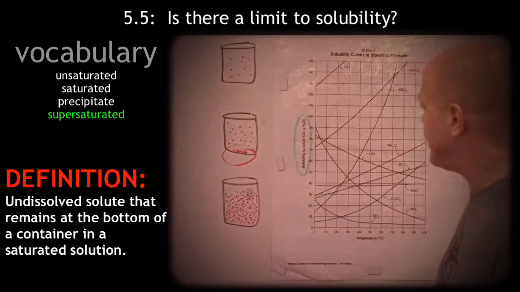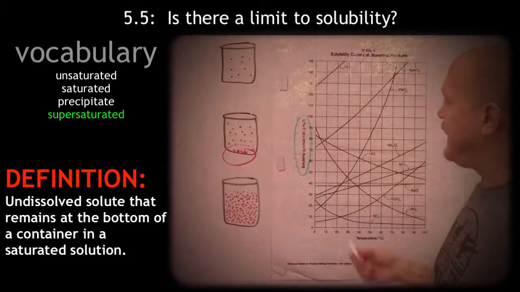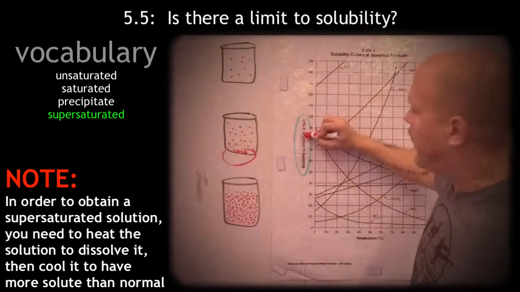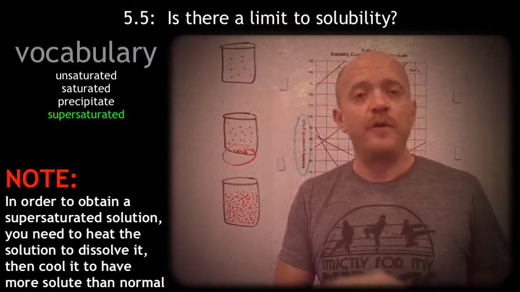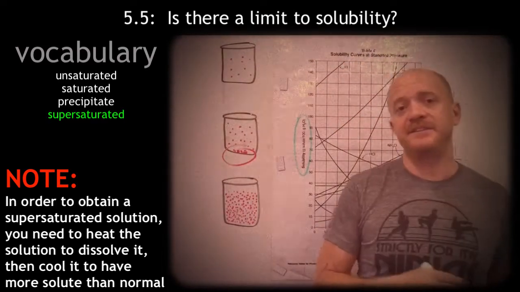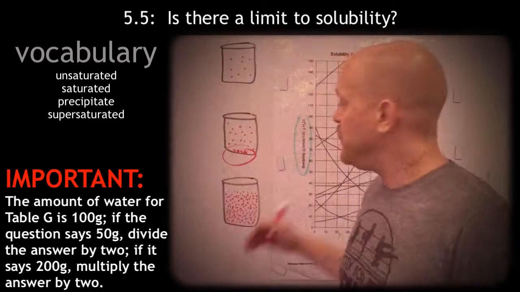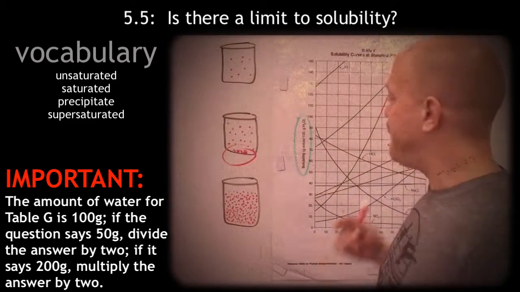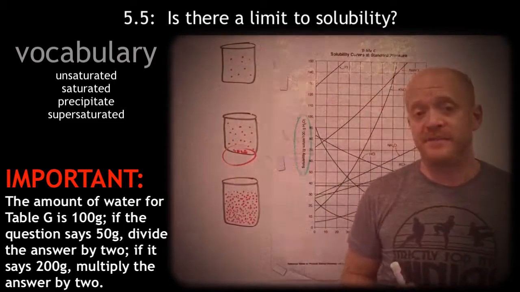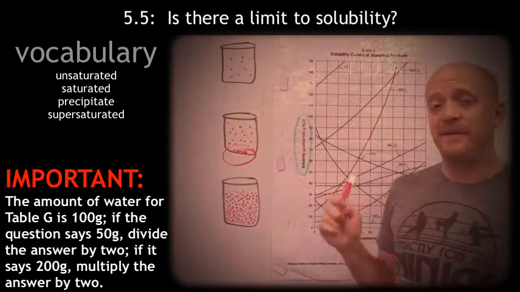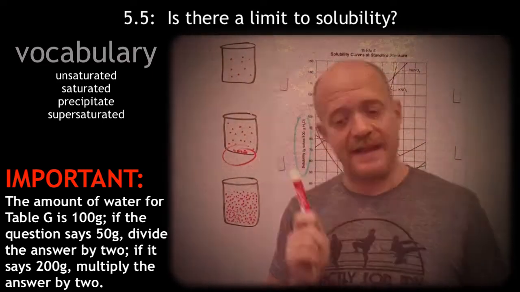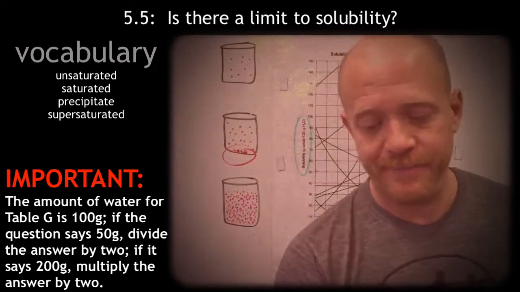Now, table G explains solubility in water, and all of these values are for 100 grams of water. So if you're ever given a Regents question and it asks you for 50 grams of water, you have to take this number that you get and divide it by 2. If it asks you in 200 grams of water, you have to take this number and multiply it by 2. Keep that in mind because they will try to trick you on the Regents.